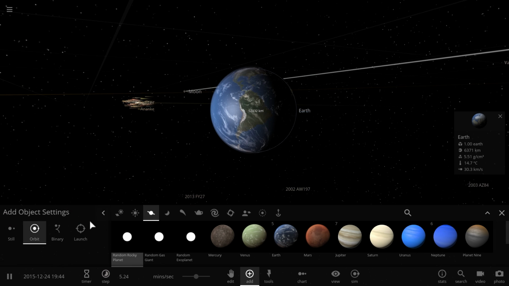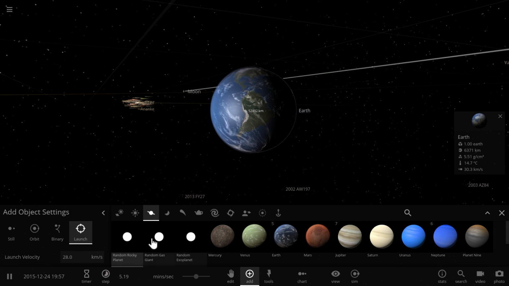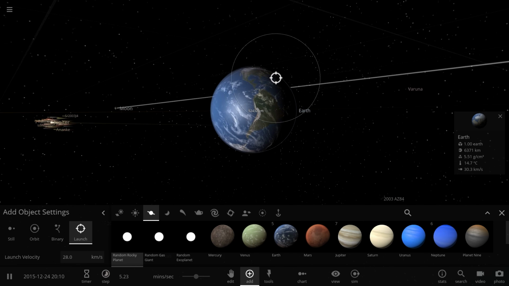And let's see if we can maybe finally try this again and create another moon for our planet Earth.